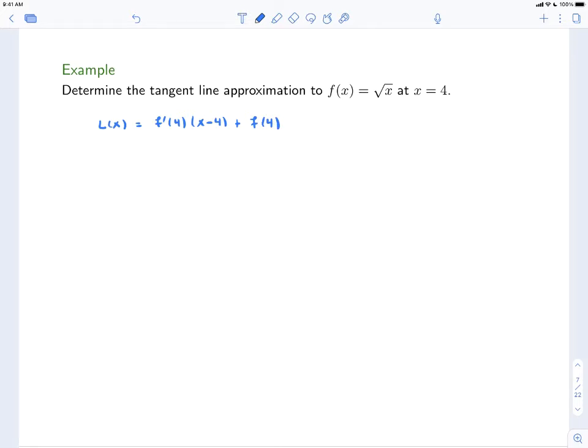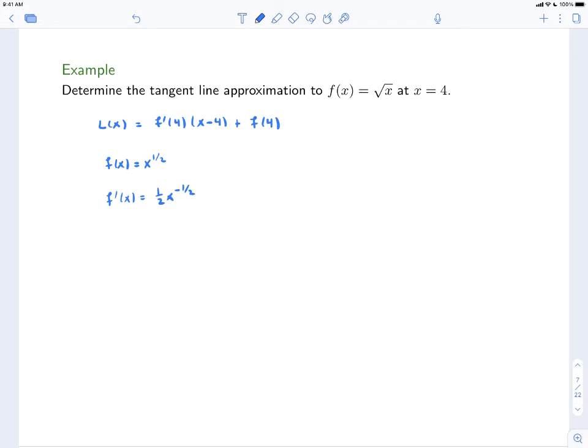So we need, for example, the derivative. We know what f at x is. It's the square root of x. I'm going to write that as x to the 1/2. And then we differentiate that using the power rule. F prime of x is equal to 1/2 x to the minus 1/2.